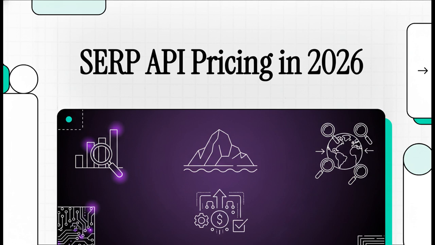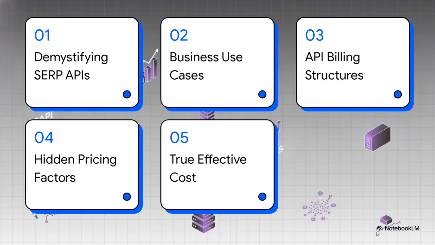So today, we're going to break down exactly how to navigate these pricing models and find the true bottom-line best value for your data needs in 2026. Let's get into it. Here's a quick look at our roadmap. We are going to cover demystifying SERP APIs, common business use cases, decoding API billing structures, uncovering hidden pricing factors, and finally, calculating your true effective cost.